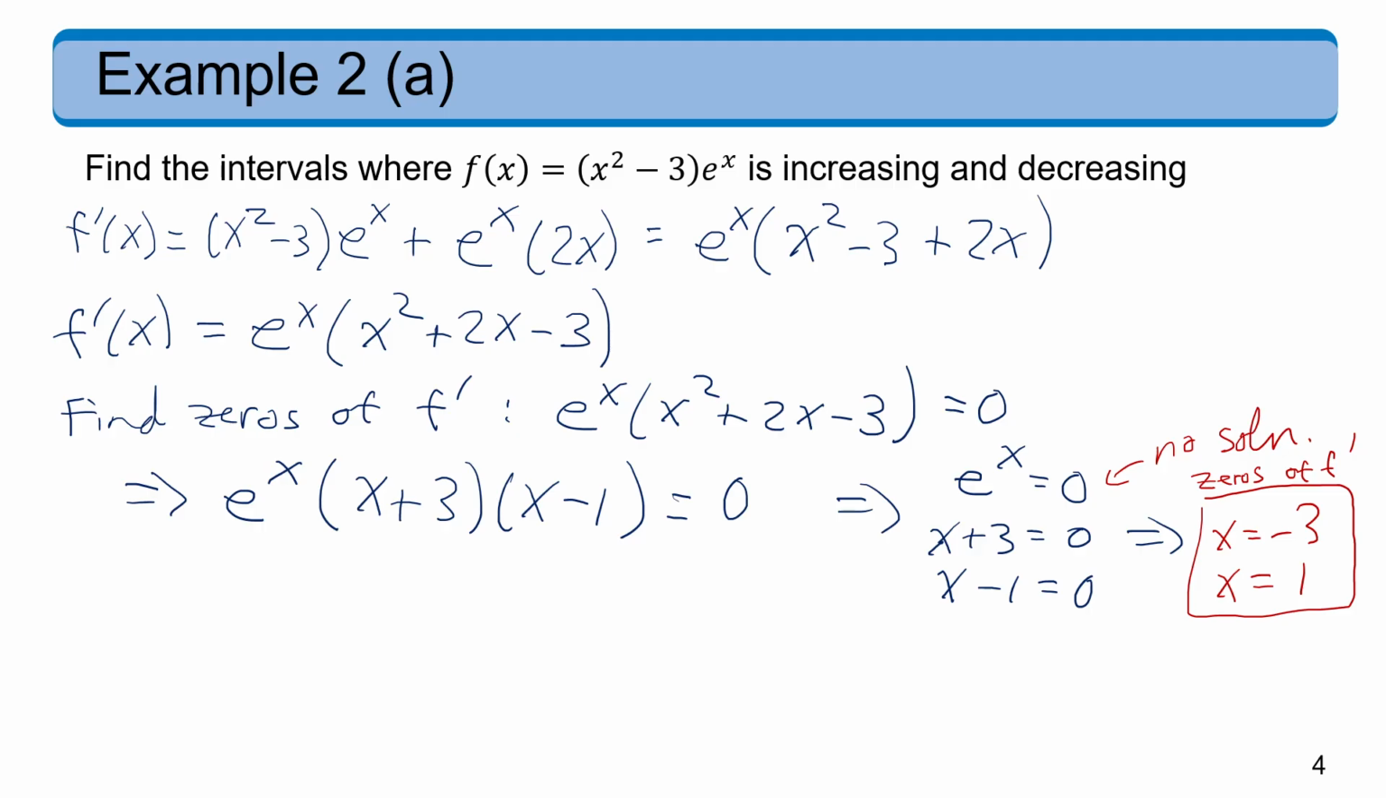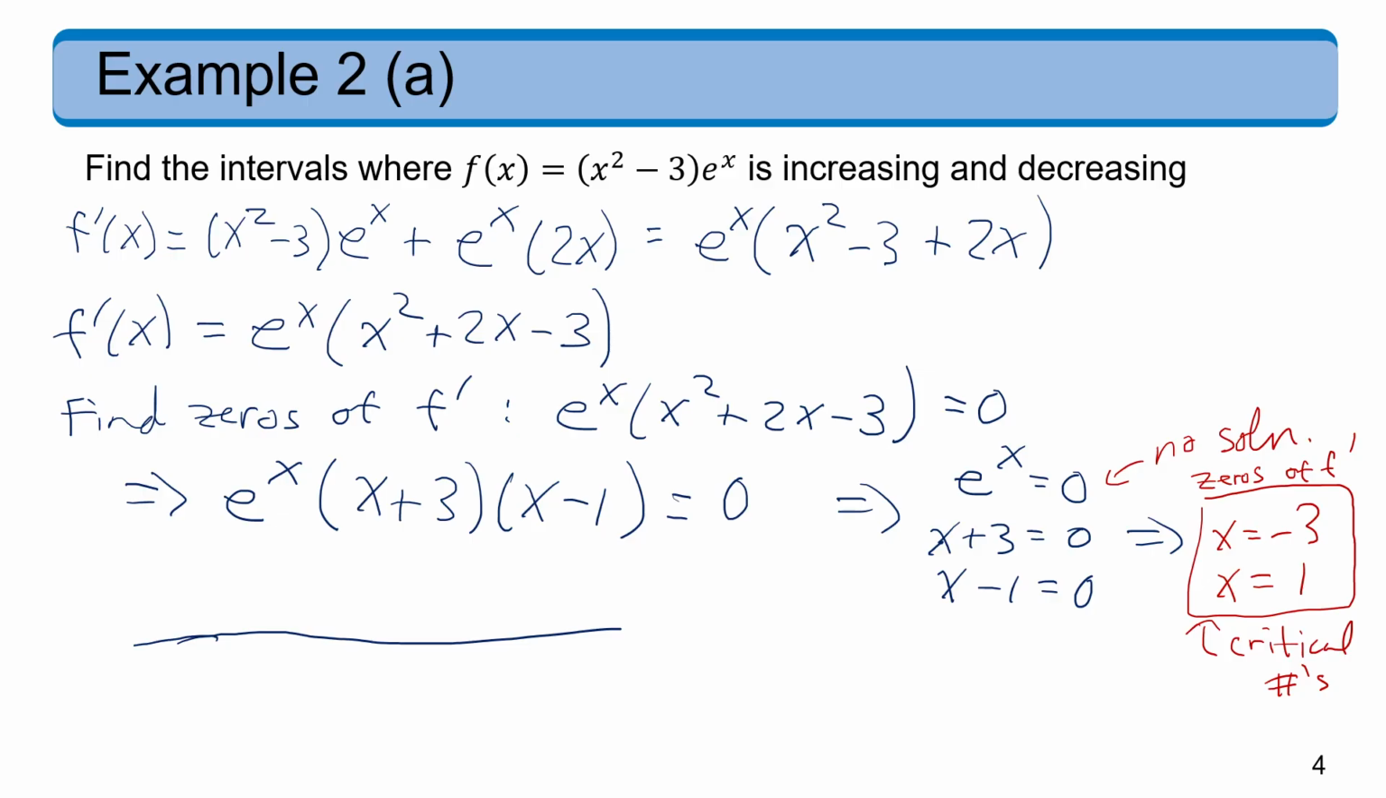Now here's the method we're going to use. We're going to create a number line, which is like our x-axis, and we're going to put our zeros on there. And I guess I should mention these zeros are also what we call critical numbers. Remember, critical numbers are values that make f prime equal to 0. But they're also values that make f prime not exist.